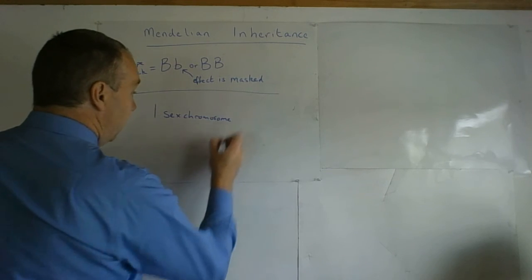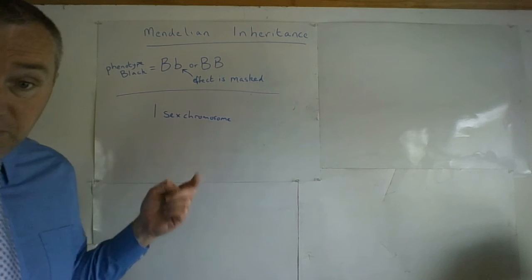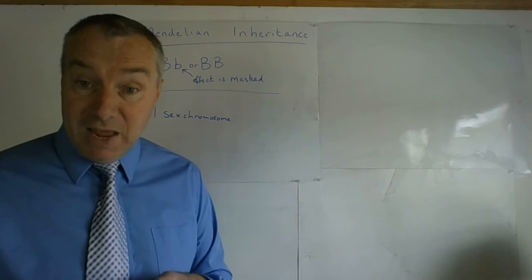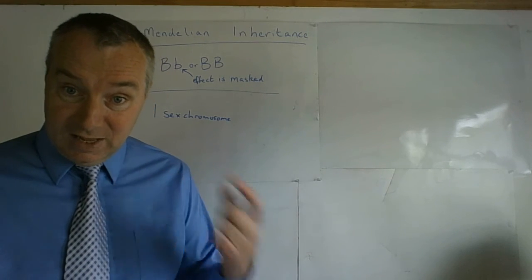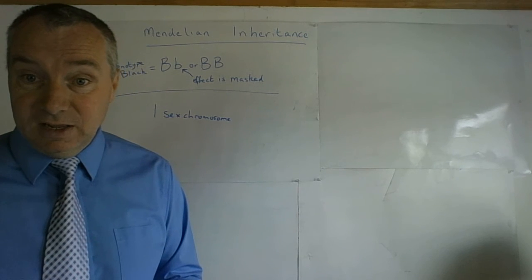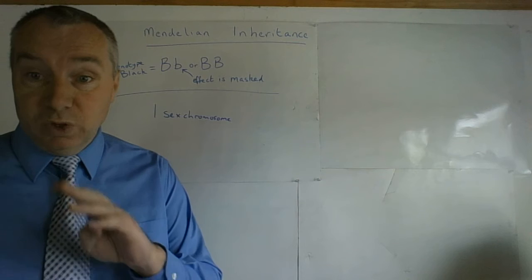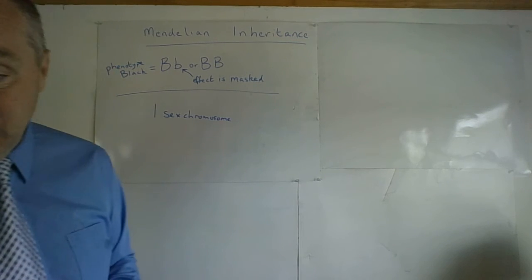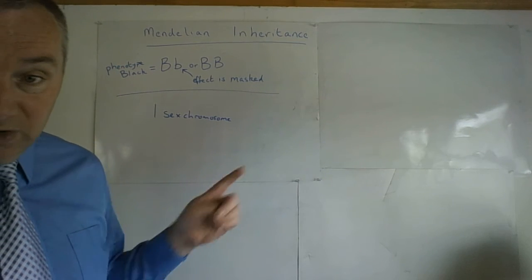And if it's from a male, it's an X. If it's from a female, it's a Y. Or if it's from a male, it's a Y, and if it's from a female, it's an X. Anyway, it's got one set of sex chromosomes. So XY for the male.